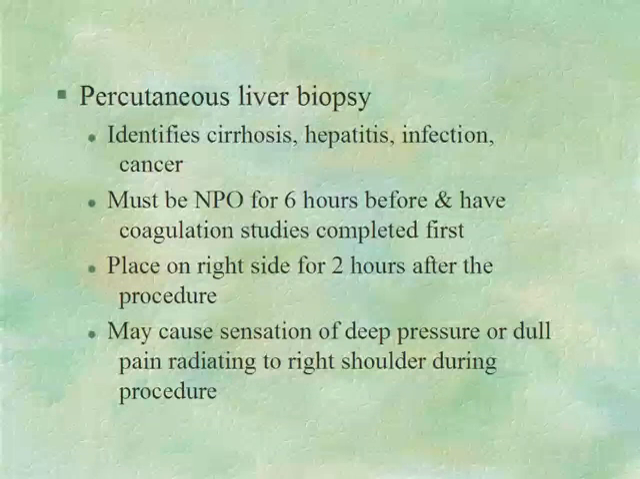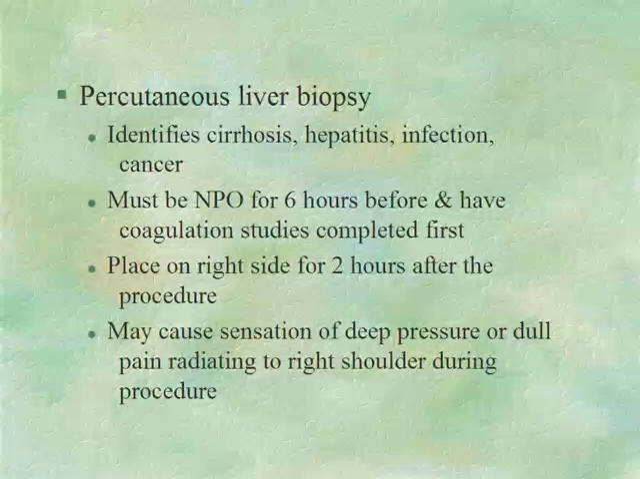Percutaneous liver biopsy identifies cirrhosis, hepatitis, and infection, also cancer. For this, they must be NPO for 6 hours before and have coag studies completed first. Why coag studies? Well, hemorrhage is a major complication. The incidence is very low, less than 1%, but the liver does produce clotting factors, and if there's disease of the liver, they may not be producing a sufficient amount.